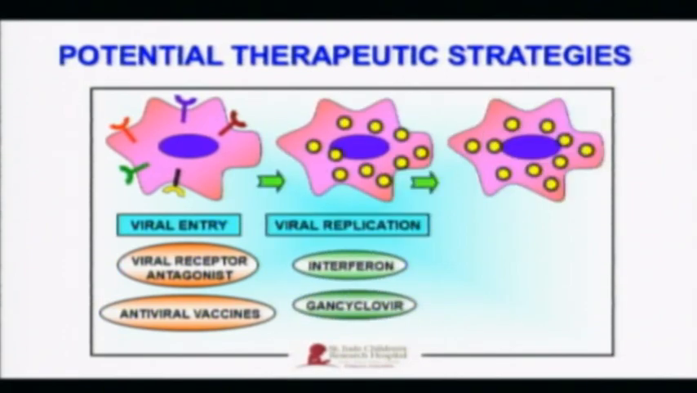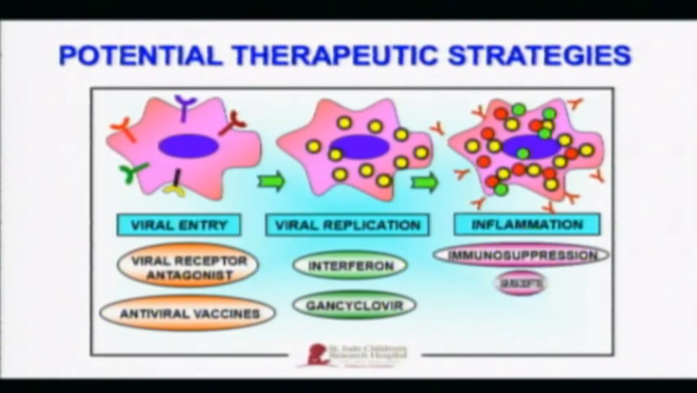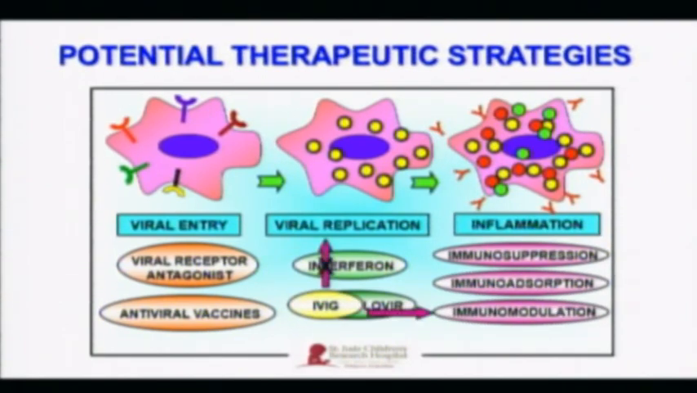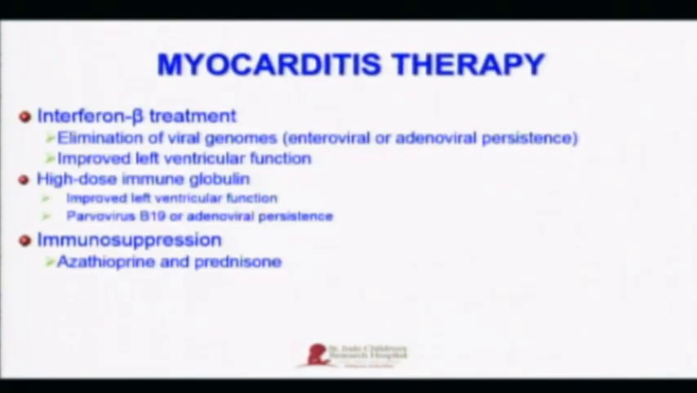The next target is viral replication. This is where interferon and ganciclovir would come into play for CMV and for any of the others. Or you can target the late phase, which is immunosuppression for inflammation or immunoabsorption at that phase. And these are the various drugs, including IVIG, which is both good for viral replication and inflammation. And as I mentioned, in my view, very target specific from the viral standpoint.